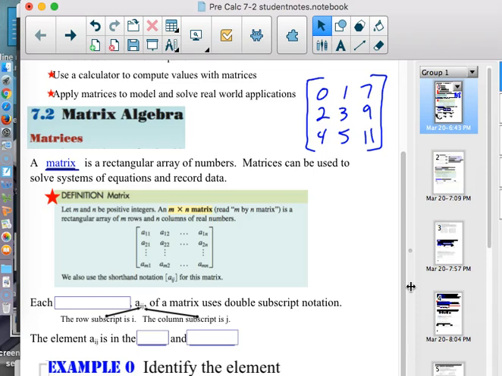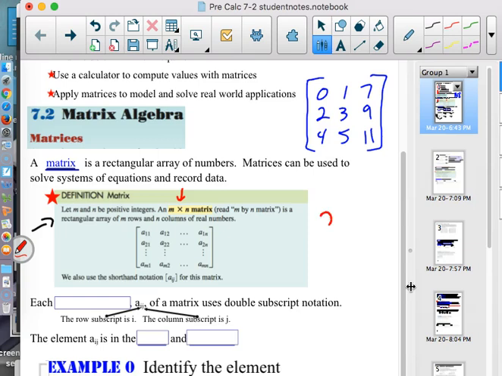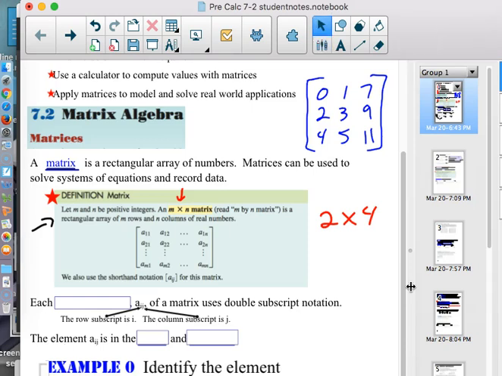So the definition of a matrix that we see in the box here is: let m and n be positive integers, an m by n matrix. And the x, of course, we don't necessarily like that happening when we're talking about math because we don't want people to confuse x with multiplication, but this is an m by n matrix. Just like if you're talking about a 2x4 at Menards, it stands for that by piece. And that's a rectangular array of m rows and n columns of real numbers.